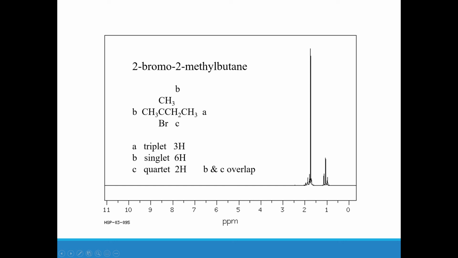So let's go over this one. The easiest one to do is A because it's the furthest away. It has 2 neighboring hydrogens. 2 plus 1 is 3, triplet: 1, 2, 3. And then we get into this little mess right here. These are 2 different types of hydrogens, but because they're really close to each other and really close to this bromine, their signals overlap a bit.